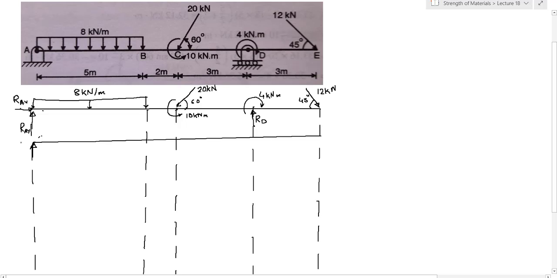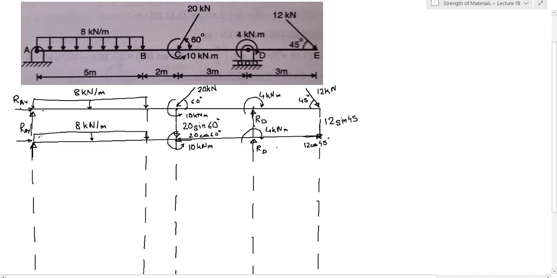So here there will be a vertical force, horizontal force. Here there is a uniformly distributed load, 8 kilonewton per meter. Here anticlockwise, 10 kilonewton meter. Now this 20 kilonewton will be divided into its vertical component and horizontal component. So this will be its vertical component, which will be 20 sine 60, and the horizontal component, which will be 20 cos 60. Here again there will be reaction at D. Here a moment of 4 kilonewton meter. Here there will be 12 sine 45, and here there will be 12 cos 45, right? So all this has been drawn.